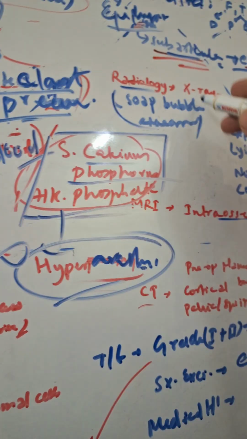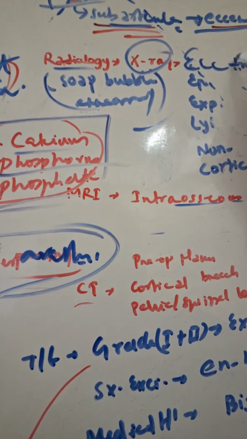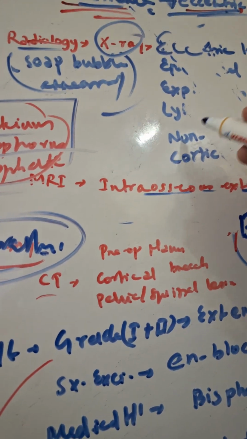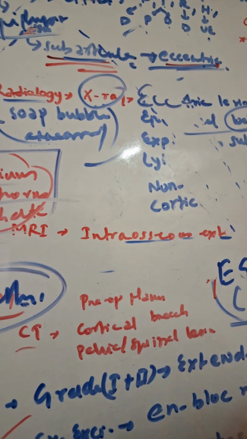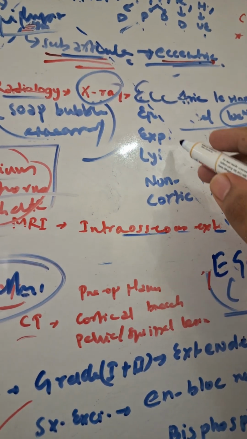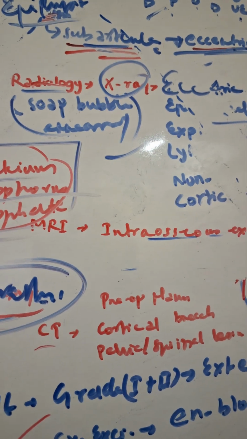Okay, then next comes the radiology. Obviously we'll have the soap bubble appearance in X-ray. We will find the eccentric lesion, which we have already seen here. Then we will find out the location, and we will see if it is expanded up to the subarticular bone. All these sites will be looked at here.